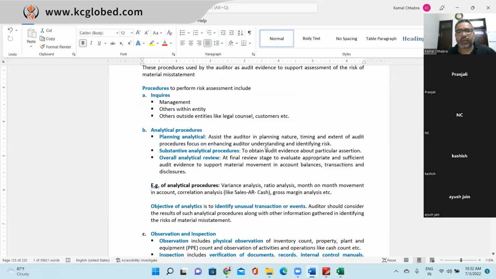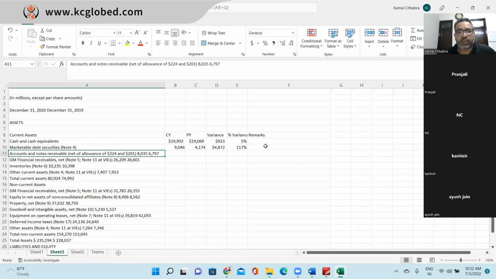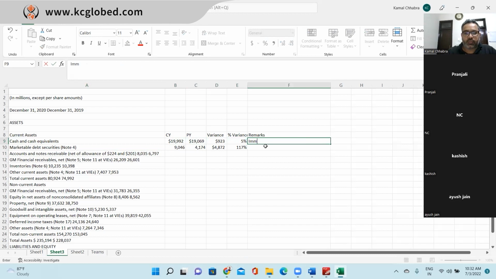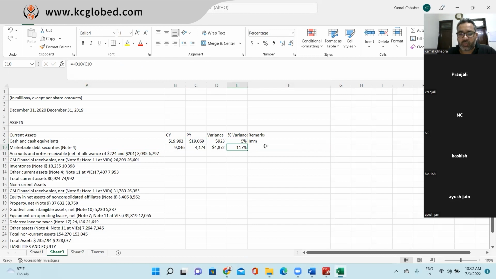So now coming back to the notes here, analytical procedure. The first one is planning analytical procedure. It assists an auditor in planning the nature, timing, and extent. Because if you see, let's say this 5% variance, maybe not material, right? It's immaterial, but it is more than 100% variance, right? This is material variance for you, right?